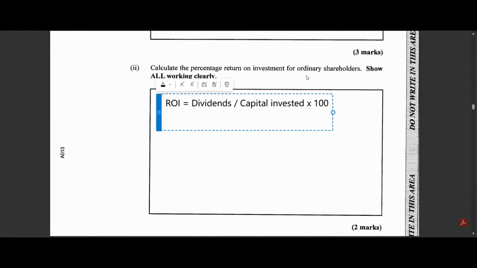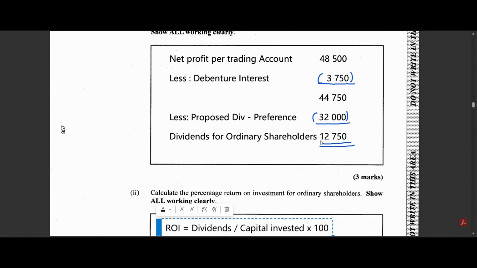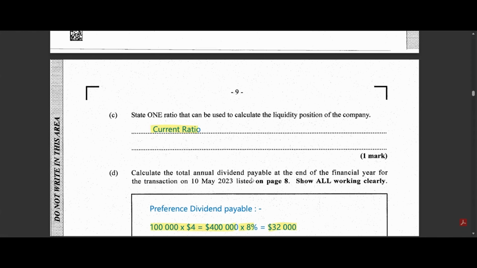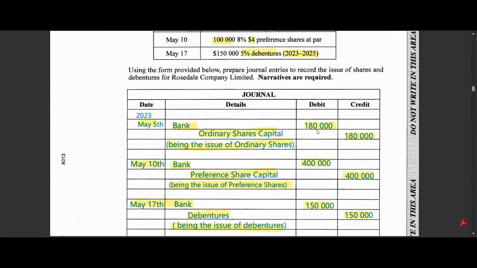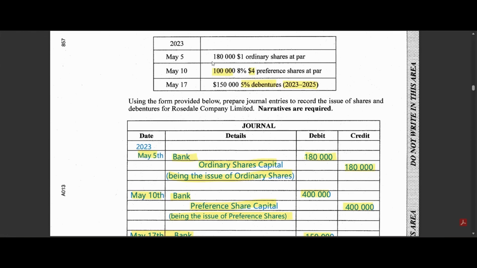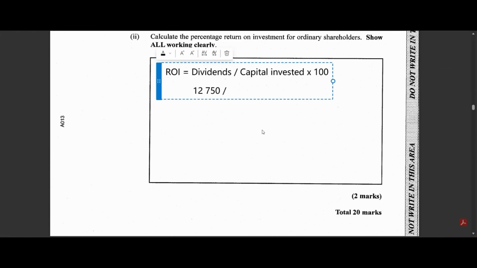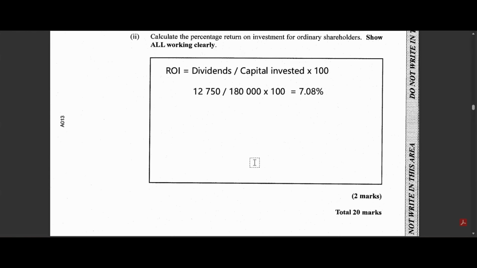Ordinary shareholders is a question, right, guys? Ordinary shareholders are entitled to receive 12,750. That is their dividend. The investment that they are making, let's go back, let's see what the investment is. Ordinary shareholders are investing $180,000, guys. Look, it's right here, $180,000 $1 ordinary shares. Multiply by 100, and it's going to work up to be 7.08%. Great, there we go.